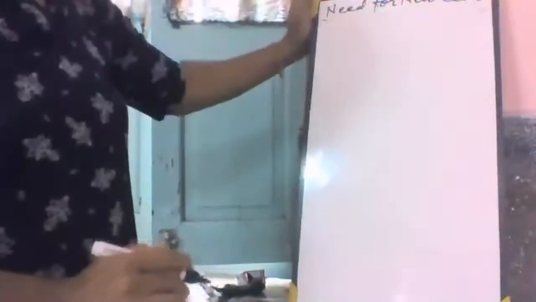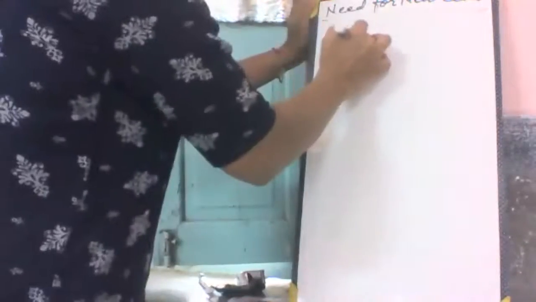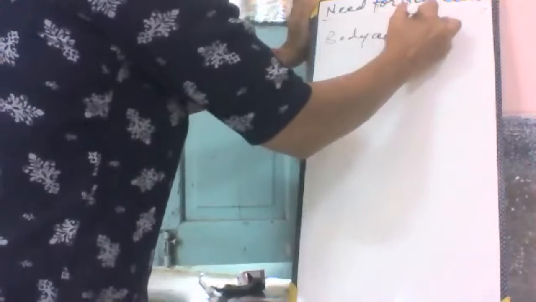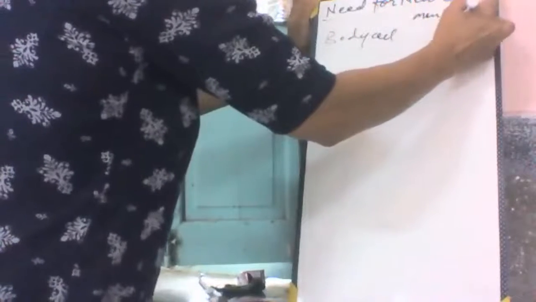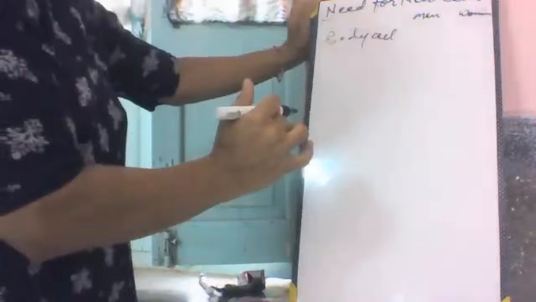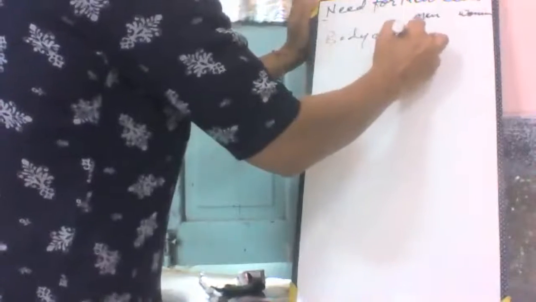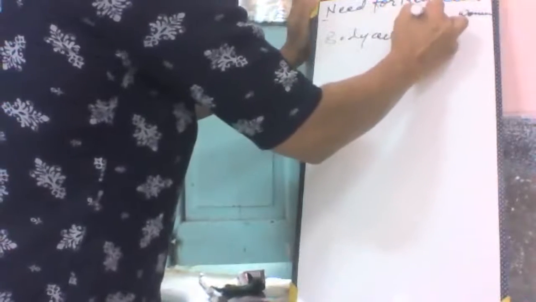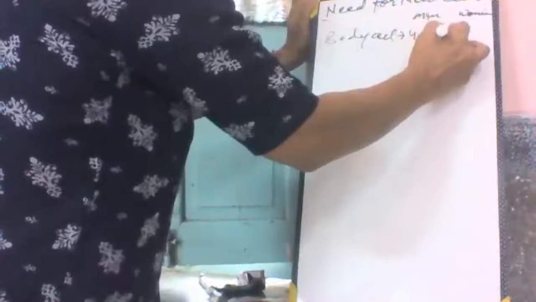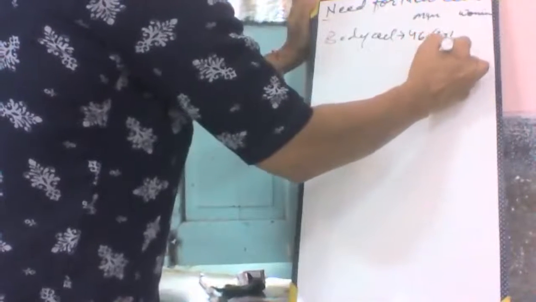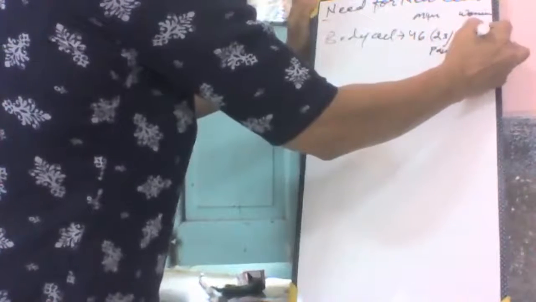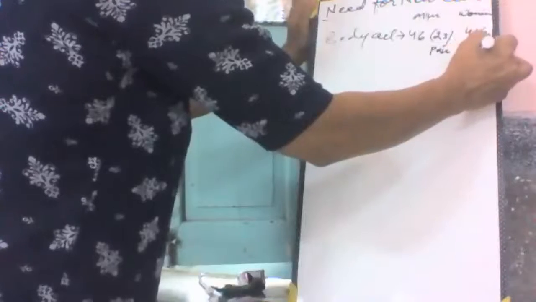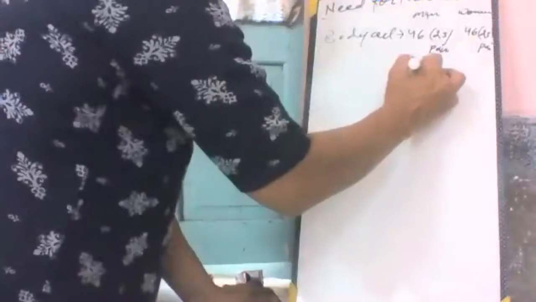The body cell of men and women has a total number of 46 chromosomes, in 23 pairs. It is 2n. N is the number of pairs.